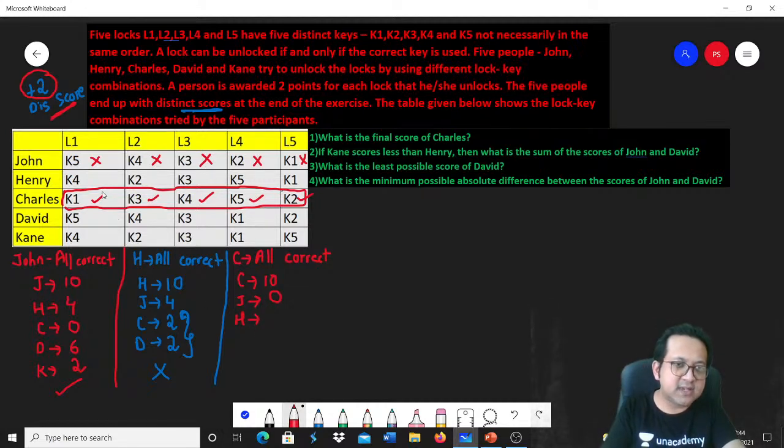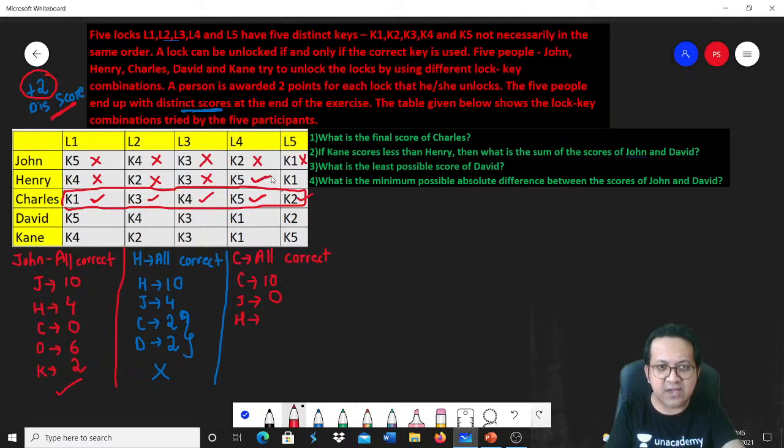What did Henry use? K4. The correct key is K1, right? But Henry is using K4. Incorrect. Next, K2. Incorrect. The correct key is K3. Next, incorrect. The correct key is K4. Next, correct. K5. Remember, the correct key is K5.